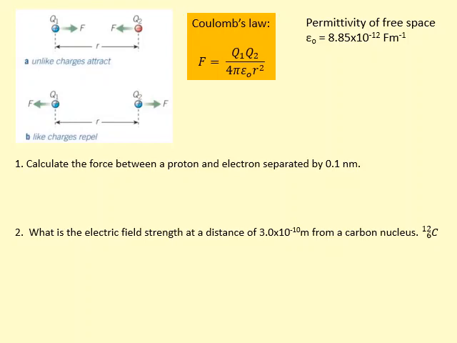So epsilon naught is the permittivity of free space, it's a constant, and we can join it with the 4 pi to make this constant k. So this equation can be written as F equals k q1 q2 over r squared.